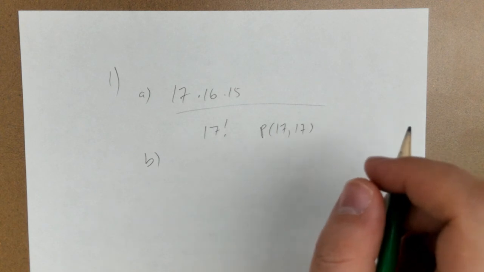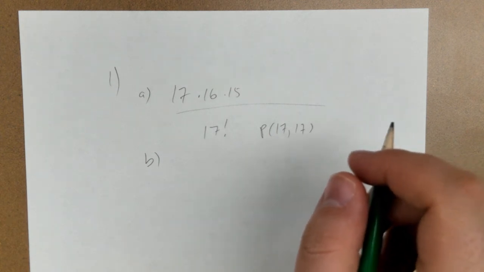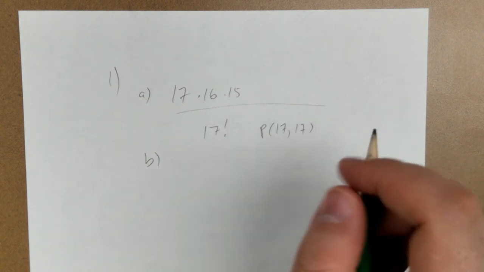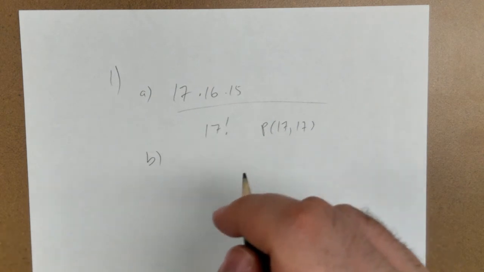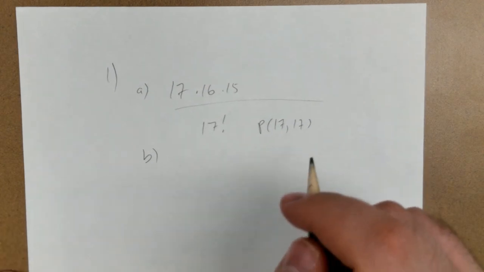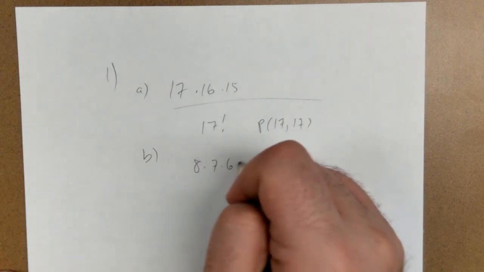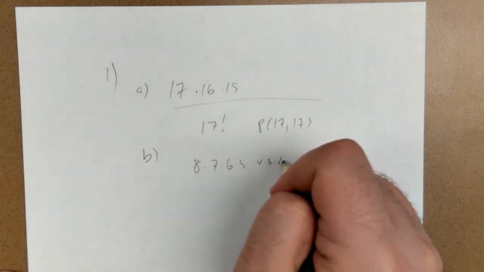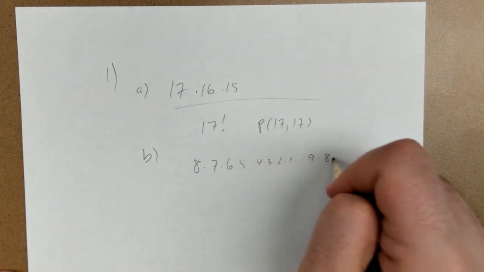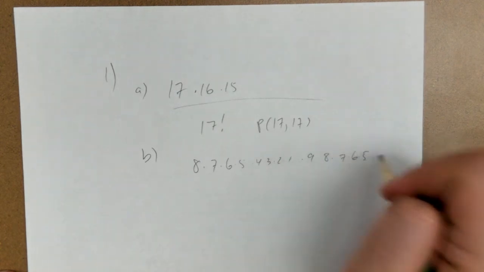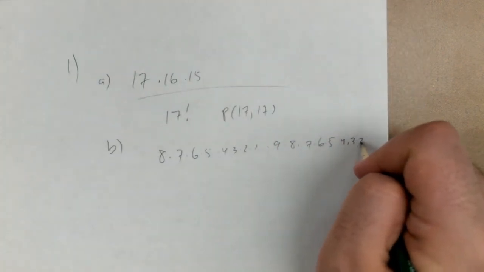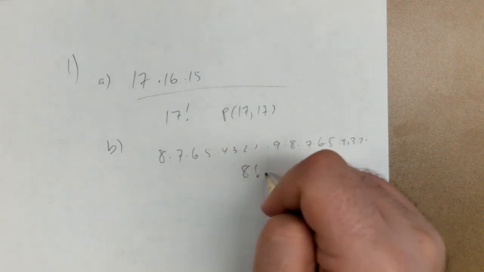Now, the next one says how many different seating arrangements if all the boys sit next to each other and all the girls sit next to each other? Well, you either have to pick boys or girls to start, but let's say you do boys first, then the boys sit in a row, and then the girls sit in a row. I'm getting bored of writing this, but I'll finish it out. So that's 8 factorial times 9 factorial.